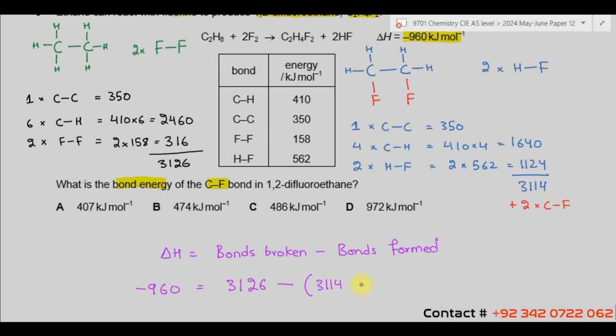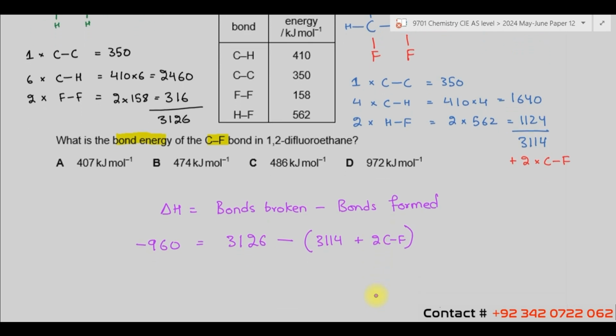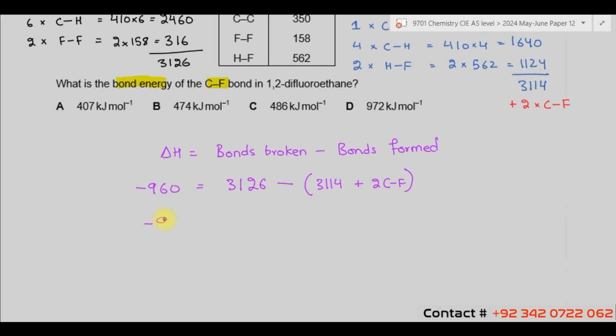and we also have two CF bonds. Let's calculate this. So minus 960 equals 3126 minus 3114 minus 2 CF. Let's take it over there. So 2 CF bonds will be 3126 minus 3114 plus 960.